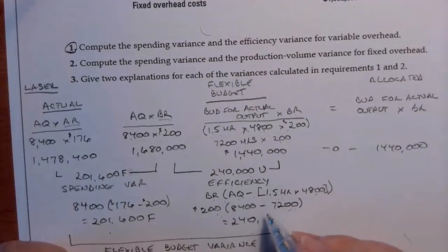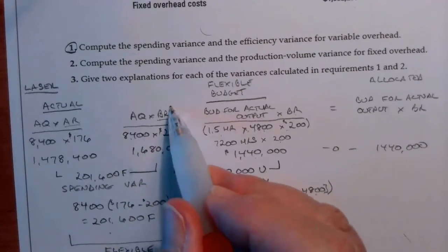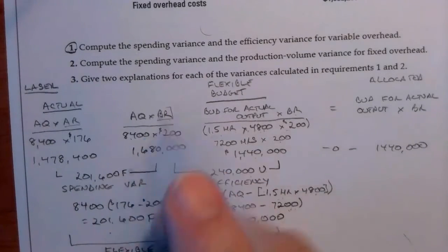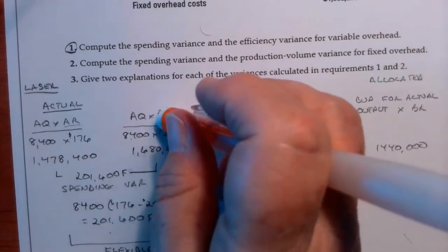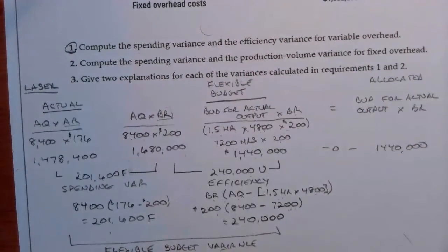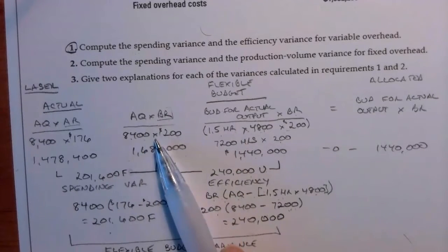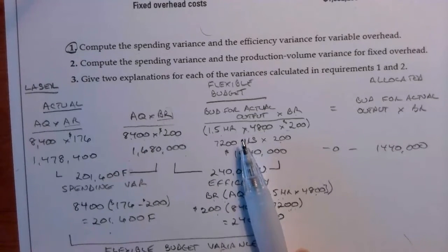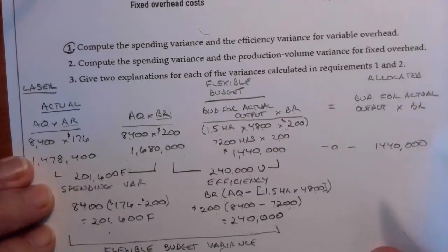Now let's look at the spending variance. What you want to focus on is what the difference is between these, and it depends on which one you're looking at. Between the no-name column and the flexible budget, the difference is the quantity. So we can take $200 times the quantity difference. You can do that if you want to.